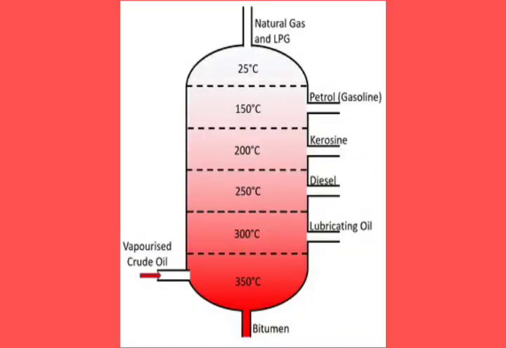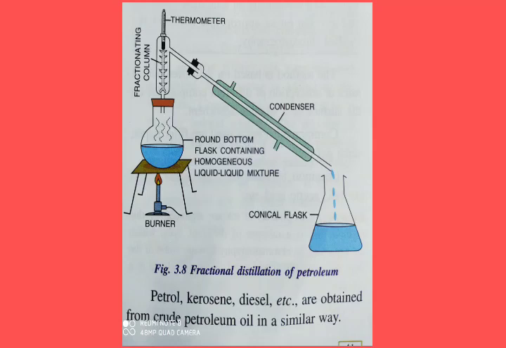Next method is fractional distillation. The process of distillation used to separate the components of a homogeneous liquid-liquid mixture on the basis of the difference in their boiling points is called fractional distillation. The difference in their boiling points must be 25 degrees Celsius or more. For example, a mixture of water and alcohol.